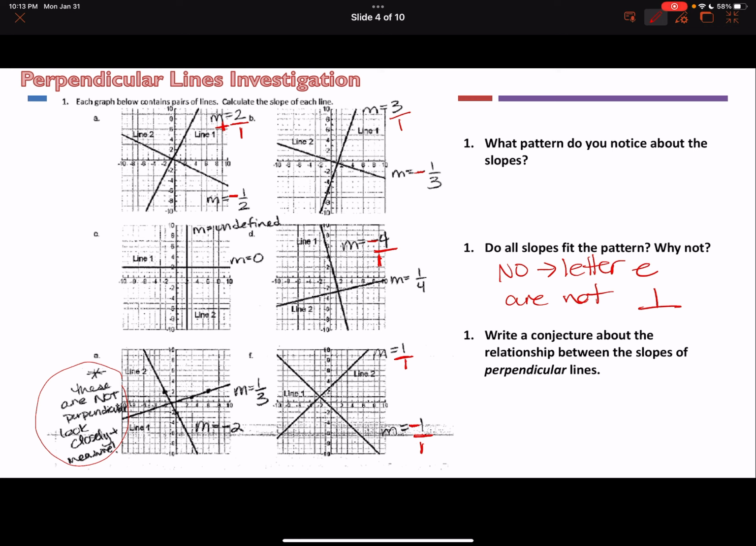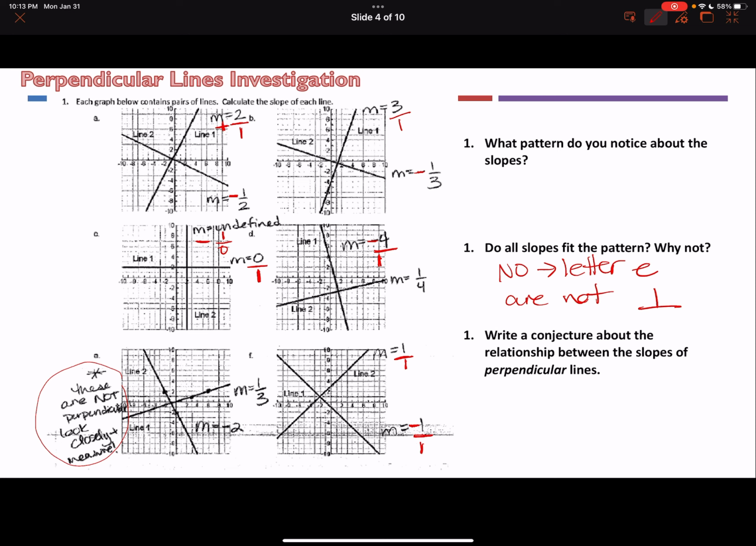Let me jump back to letter C. If I look at this slope here, this is 0 over 1. If I flip it, it's 1 over 0. Change the sign, make it negative. It doesn't matter if it's positive or negative. If it's 1 over 0, it's undefined, right?